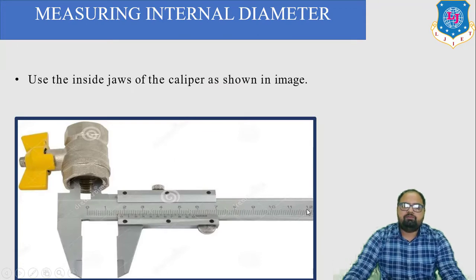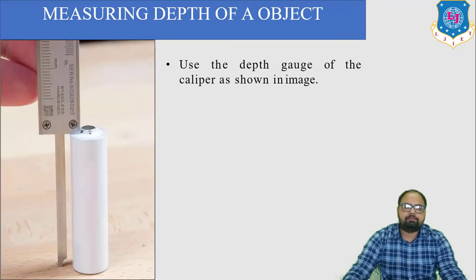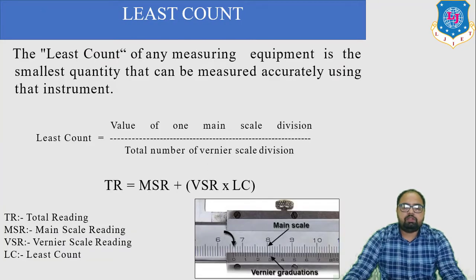You can see that this way we can measure the internal diameter of any object. This way we can measure the outside diameter or length of any object. And this way we can use the depth gauge of the caliper. Now the next topic is the least count of the vernier caliper.